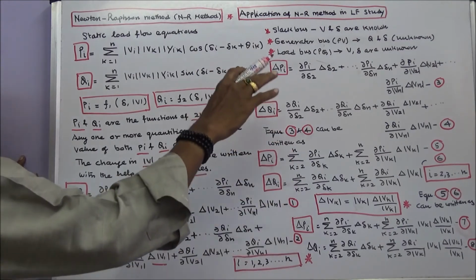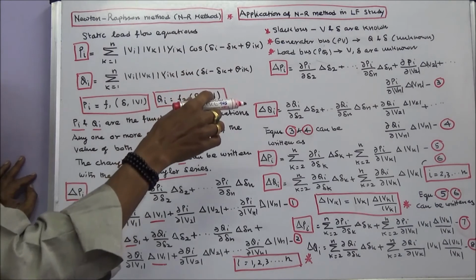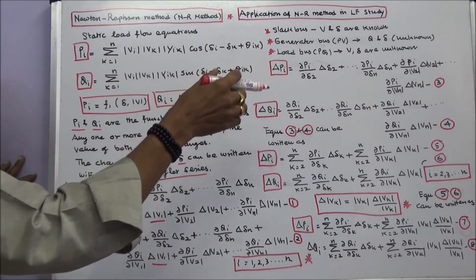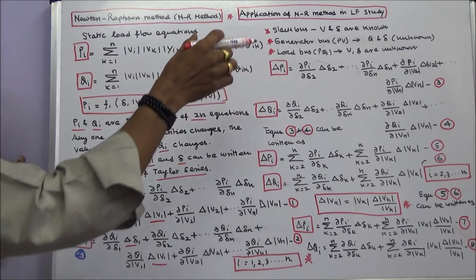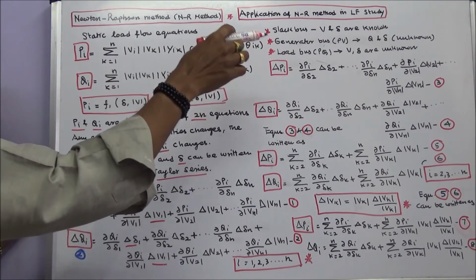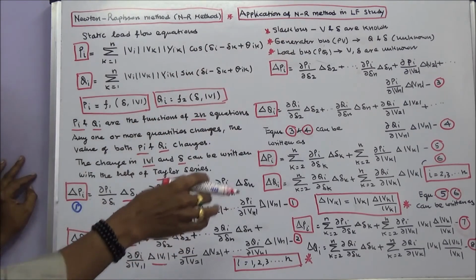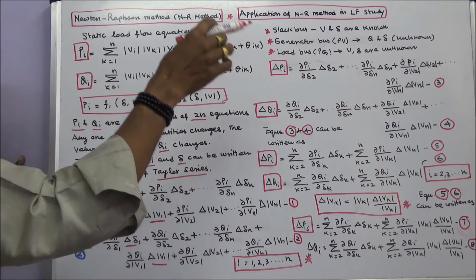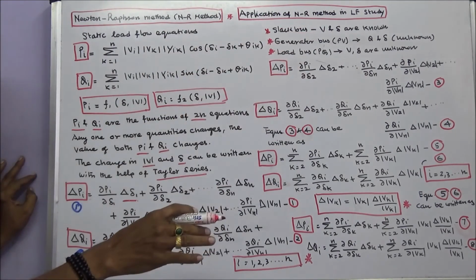In load flow studies, there are three types of buses. One is a slack bus. Known quantities are V and delta. Unknown quantities are P and Q. Second is a generator bus. Known quantities are P and V. Unknown quantities are Q and delta. The third is a load bus. Known quantities are P and Q. Unknown quantities are V and delta.